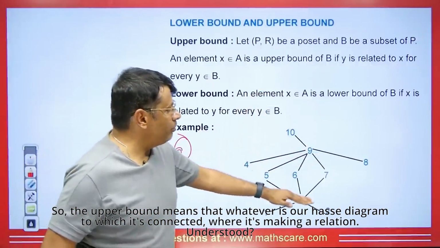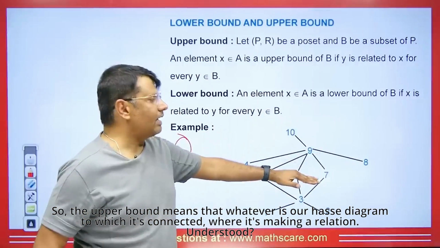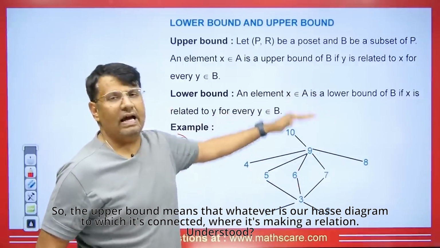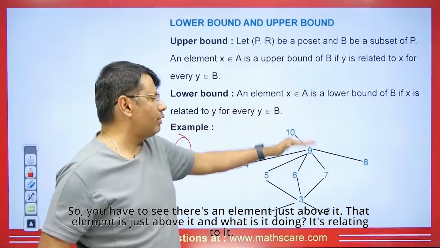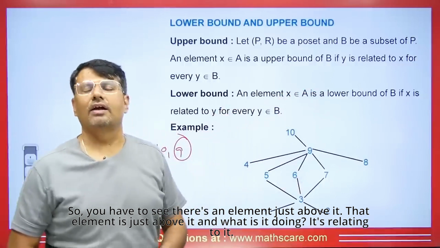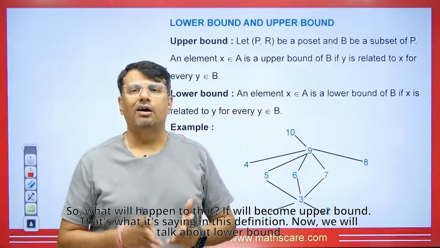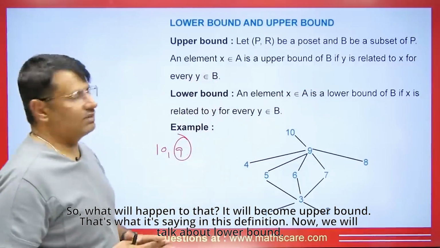So, the upper bound means that whatever is in our Hasse diagram to which it's connected, where it's making a relation. Understood? You have to see there's an element just above it. That element is just above it, and it's relating to it. So, it will become the upper bound. That's what it's saying in this definition.